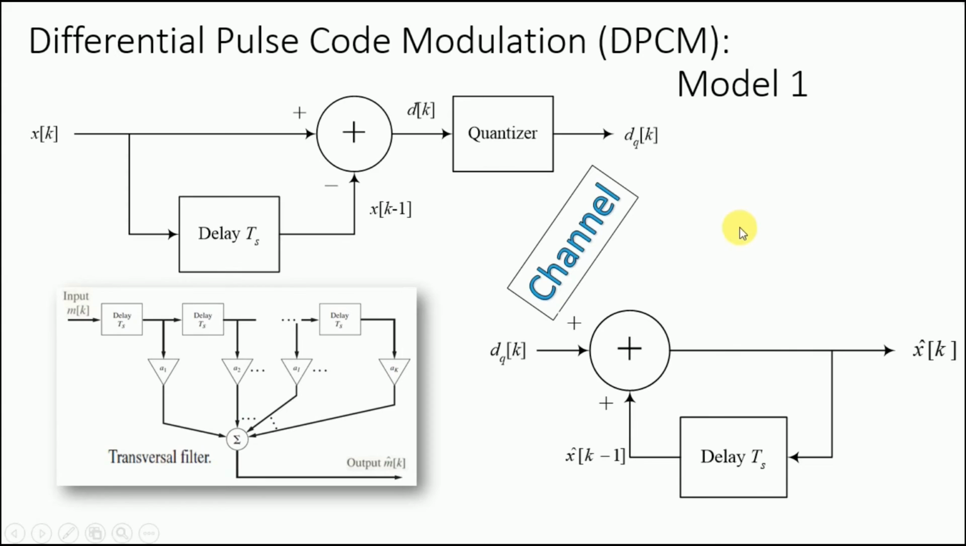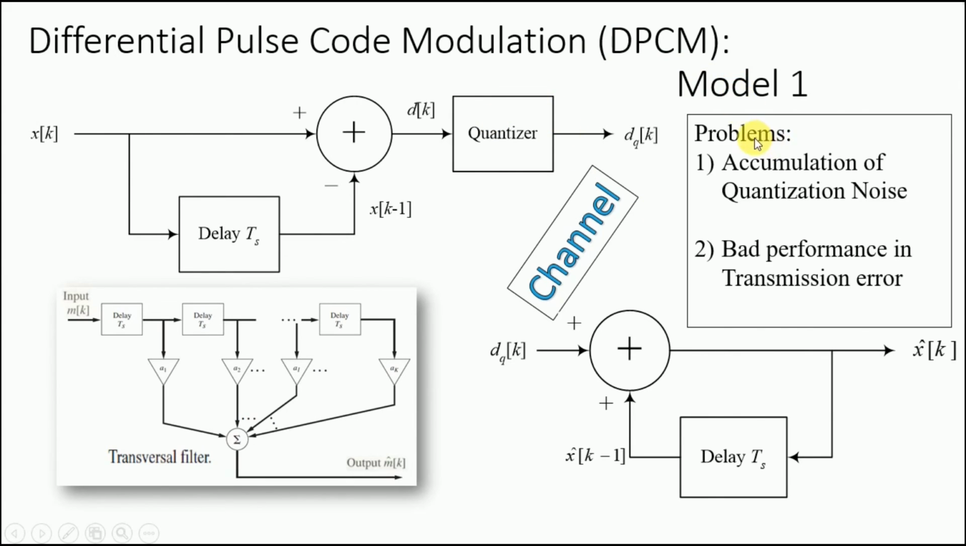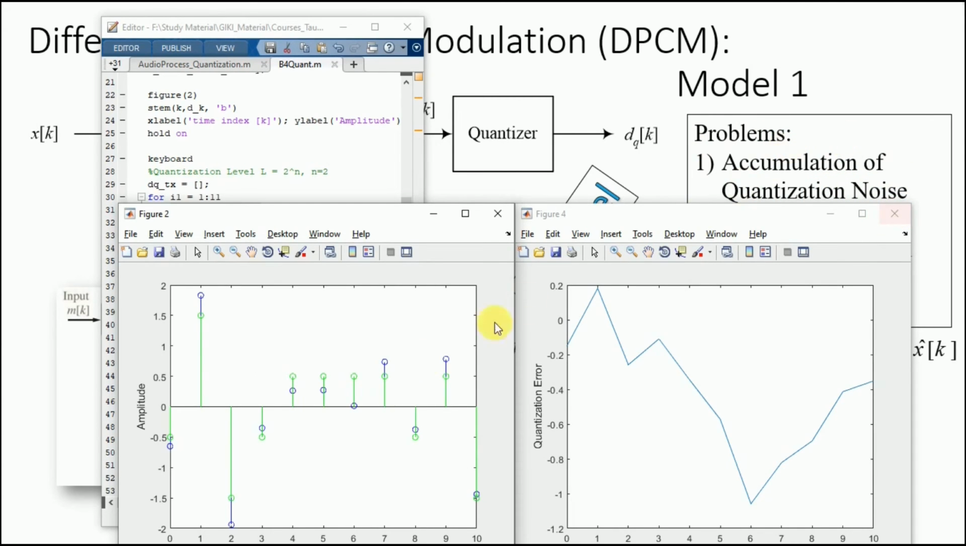This brings us to the conclusion that the DPCM in model 1 has certain problems. The first one is the accumulation of quantization noise. In our simulation, specifically if you look into these symbols over here, you can observe that we have approximation upward, and again approximation upward, right? In 4, 5, and 6.